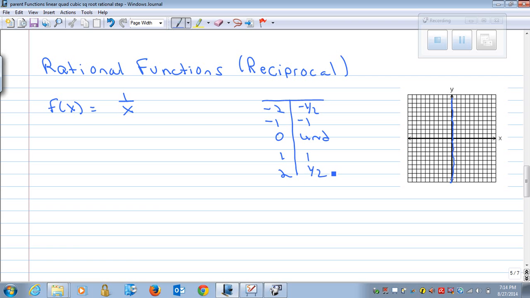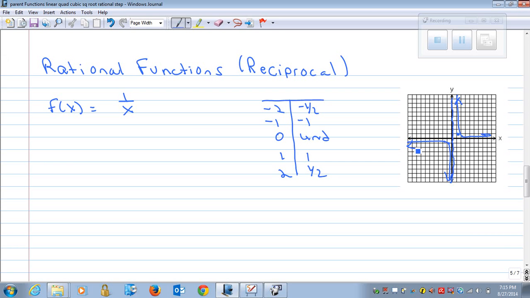If you remember, these have 2 branches, and they look something like this. So we'd have this point, and you would have this point, and your graph would hug the asymptote. So there would also be an asymptote at the y-axis, and you would have this point, and your graph would hug the asymptote here as well. That's our base function for rational functions.